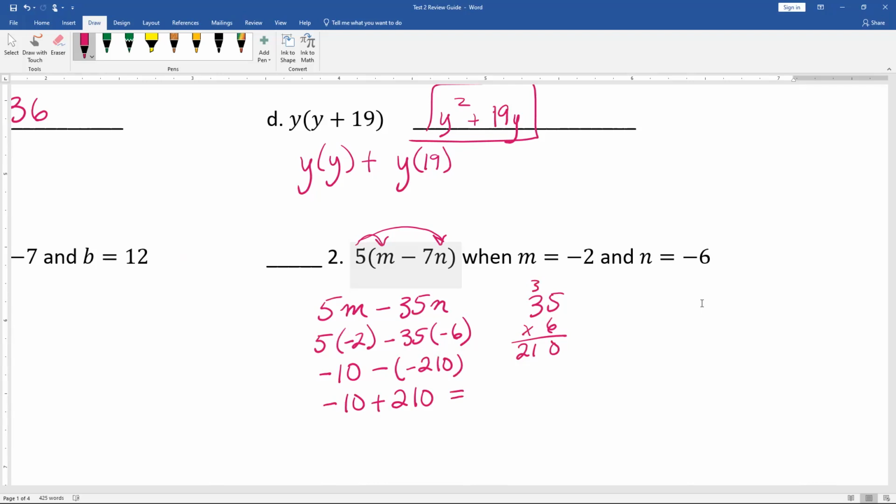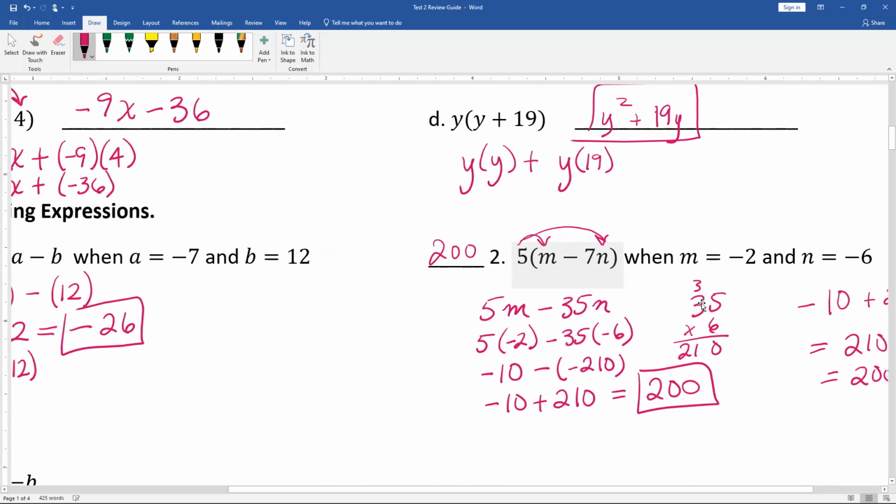Well, they used to be when we were subtracting. But remember, you must change it to addition before you decide whether they're like or unlike. So you can also rewrite negative 10 plus 210 as 210 minus 10, which is 200. All right.